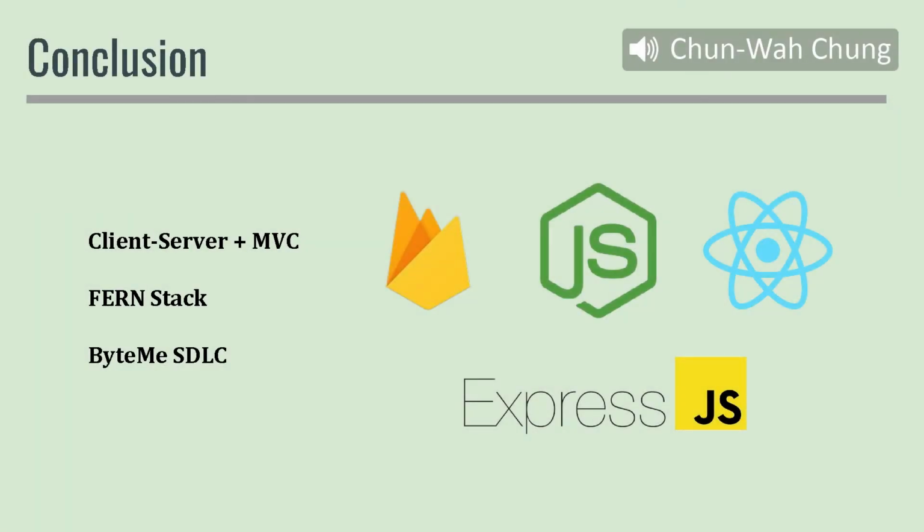In conclusion, the client-server and MVC architectures manifested most naturally for COVISCAN. The web app runs on the FERN stack, that is, Firebase, Express, React, and Node. Due to the schedule constraints of school, ByteMe adopted a hybrid form of Agile. We look forward to improving our process as we go through our next sprint and providing maximum value to our customers.